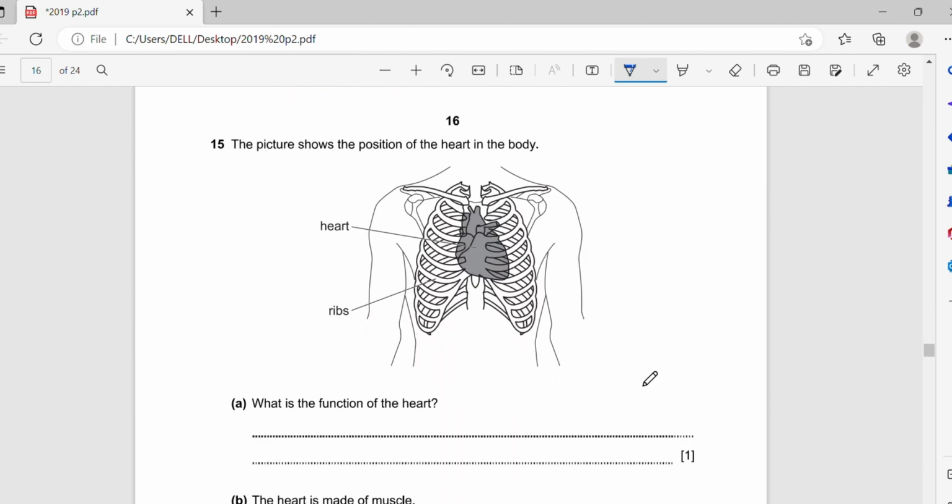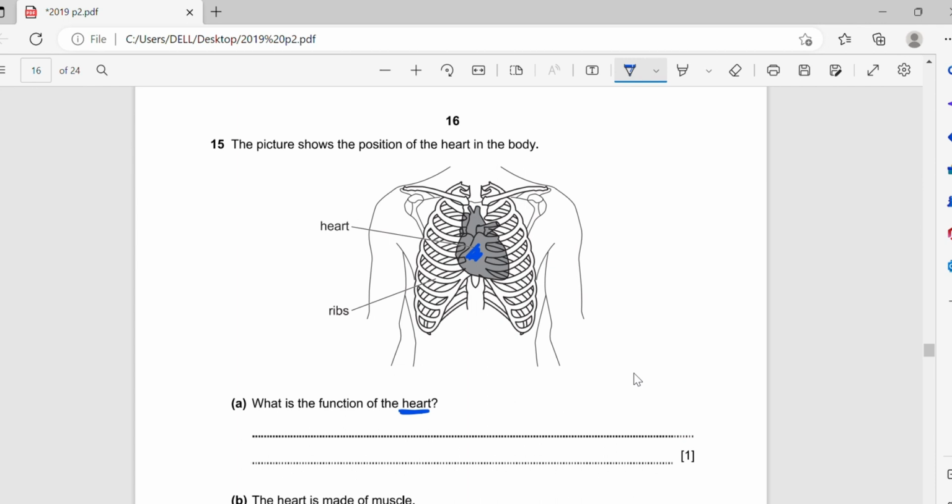Next question. The picture shows the position of the heart in the body. This is actually the heart. What's the function of the heart? What does the heart do? The heart pumps blood around the body. The heart is responsible for pumping blood around the body.